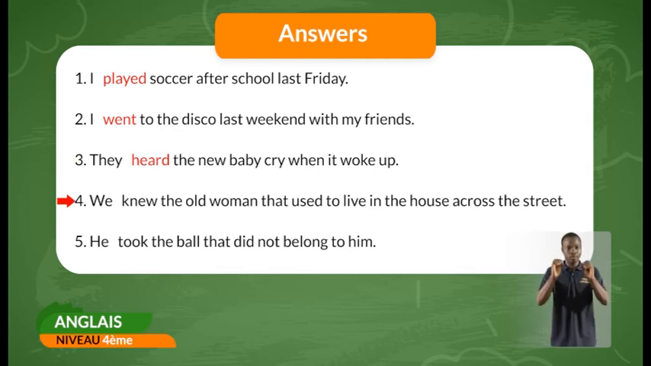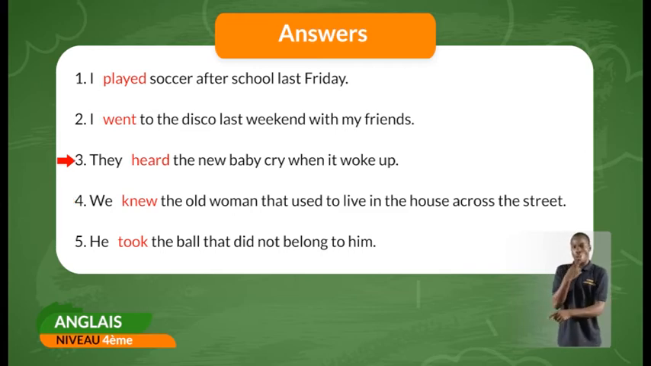All right, number 4, we knew the old woman that used to live in the house across the street. Number 5, he took the ball that did not belong to him. So, let's repeat it. We have take, took, know, knew. To hear is heard. To go is went. And to play is played.